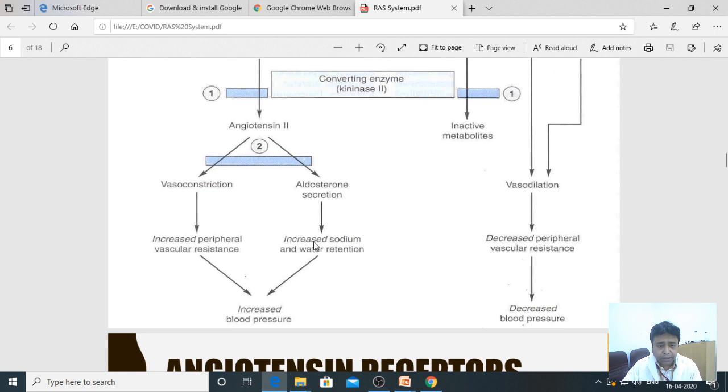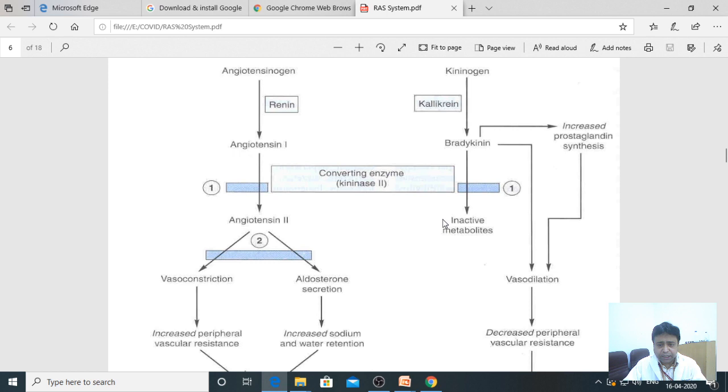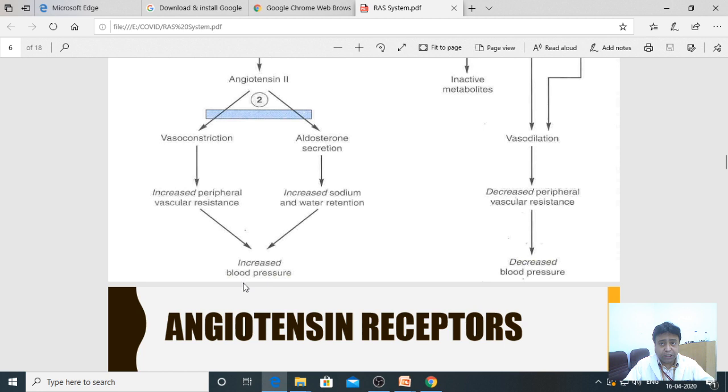Okay, now this is another pathway which actually works opposite to that one, again contradictory to this pathway, which is known as the high molecular weight kininogens and kallikreins, which produces bradykinins. And this bradykinin, unlike angiotensin 2, which causes vasoconstriction, actually causes vasodilation, and its function is decreasing the blood pressure. Here this is increasing the blood pressure. So that is something actually opposite.